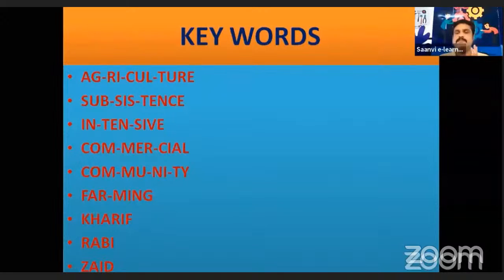We will discuss what the important crops cultivated in Kharif are. Kharif, as you know, is paddy. Rabi is wheat. Zaid, in our area, is especially vegetables. Whether any other crop production is going on, you will get more idea when we discuss the chapter. Once again, let me go through the topic: agriculture, subsistence, intensive, commercial, community, farming, Kharif, Rabi, Zaid.